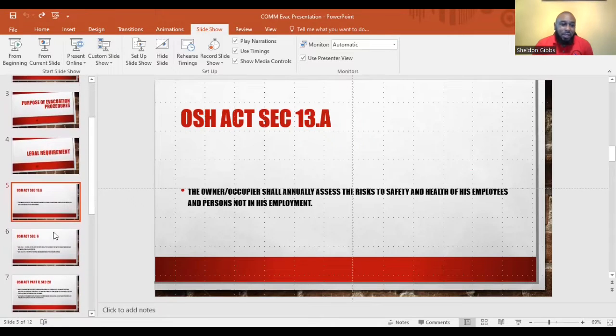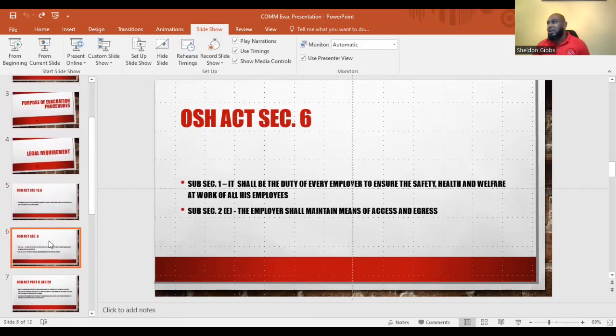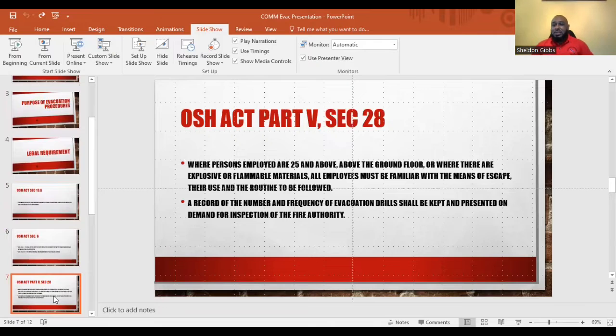While doing that, it will allow for understanding how we are to treat with an evacuation procedure if we need to. Under Section 6 of the Act, employers must ensure that safety, health, and welfare at work is provided to all their employees. And under subsection 2E, the employer shall maintain means of access and egress. So we discuss why it is important that this evacuation procedure be known to all.